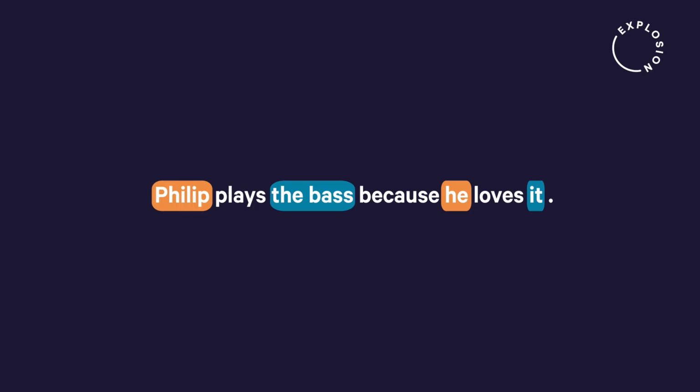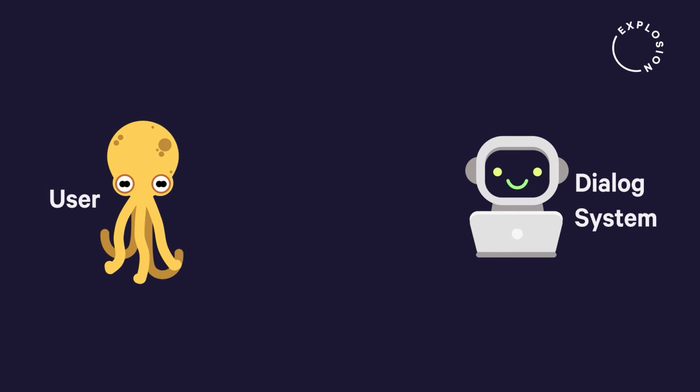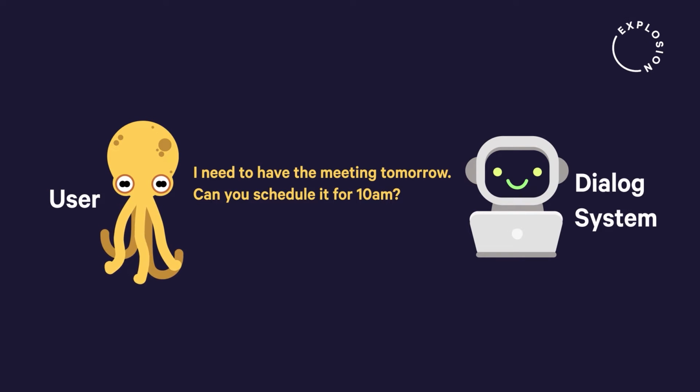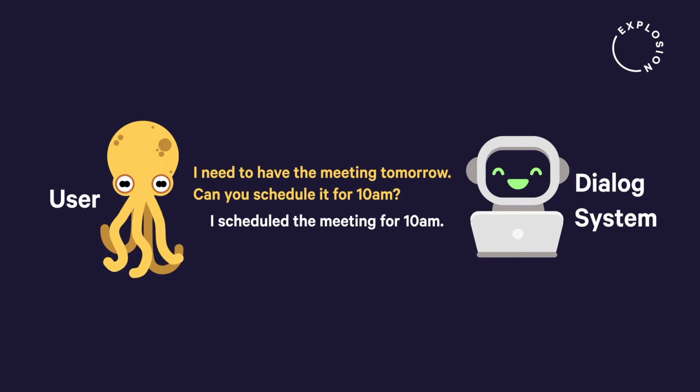But why does it matter? A good example could be a dialogue system designed to communicate with users. But in order to understand a user, our system must be able to resolve references in conversations. So in this example, the user wants to schedule a meeting. The information about the time is stated in the next sentence. But here, the meeting is referenced with the word it.